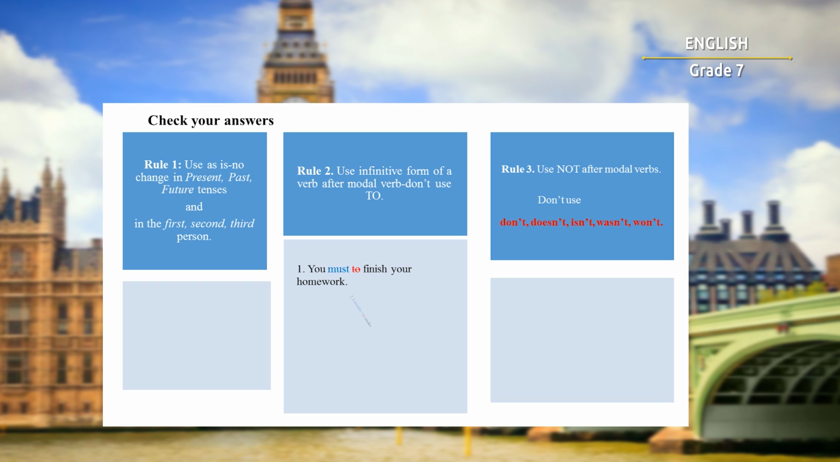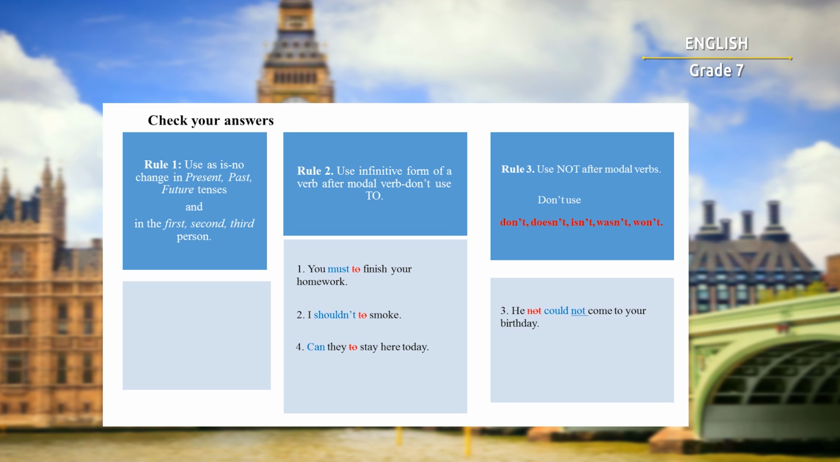For example, sentence number 1 says, you must to finish your homework. What's wrong here? Correct, we don't use to in this case. Sentence number 2, I shouldn't to smoke. Also, we don't use the part to. Sentence number 3 goes under the rule number 3. He not could come to your birthday. It is incorrect. We shouldn't say not first, but not comes right after the modal verb.